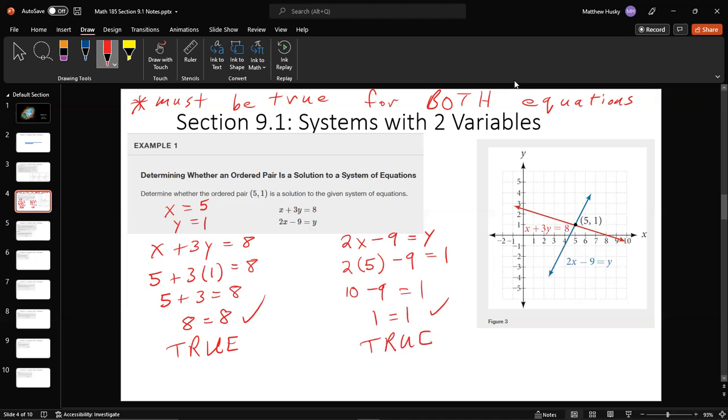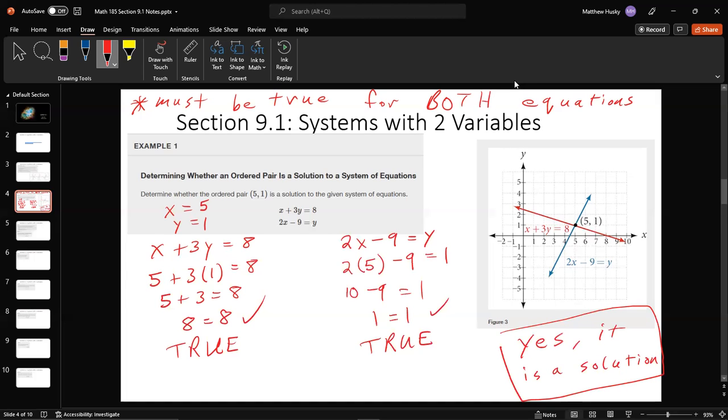And lo and behold, that is also a true statement. So both equations work. Both of them check out. It is true both times. So the answer to the question is yes, it is a solution. And so that's what it means for a point to be a solution to a system of equations. If you were to plug in the X and Y values in both equations, it will give you a true statement. You will see the picture there of both of those equations of lines.